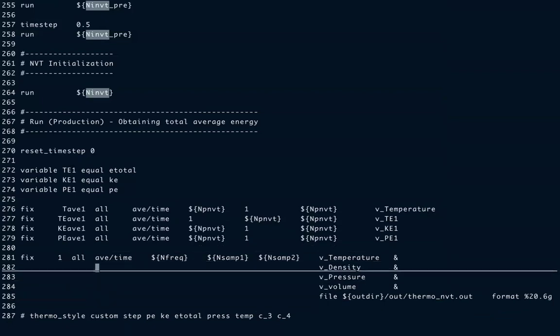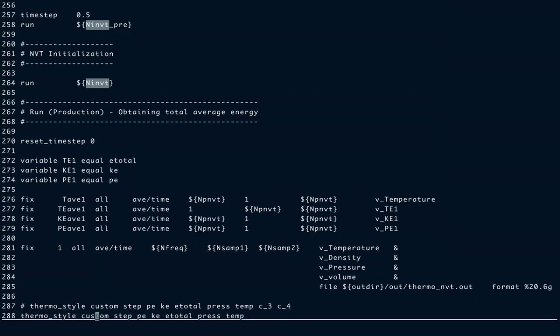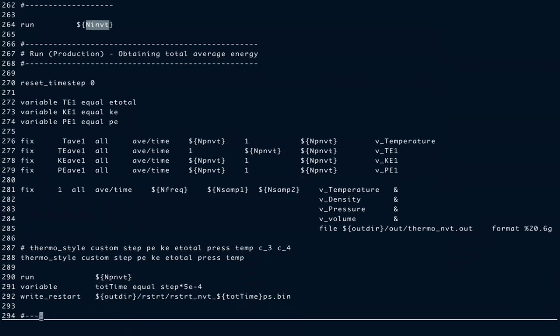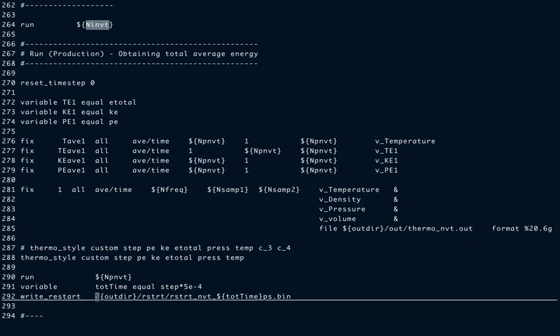Now, I also define another fix to just calculate all the other properties such as temperature, density, pressure, and volume. I run the production run in the NVT ensemble, and I also generate a restart file, which is exactly similar to what we did during the NPT phase.